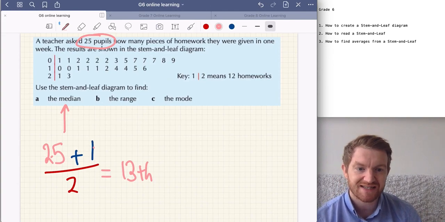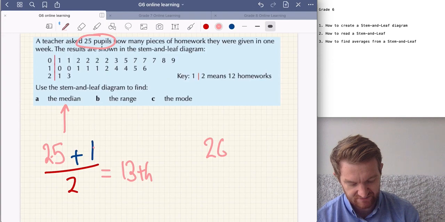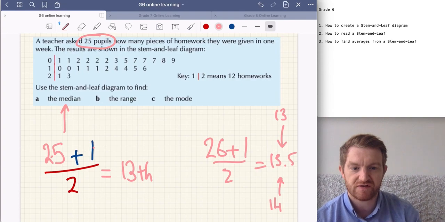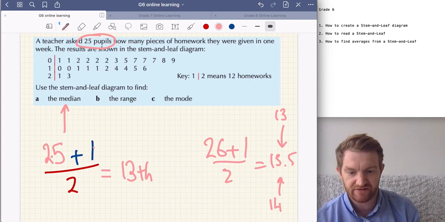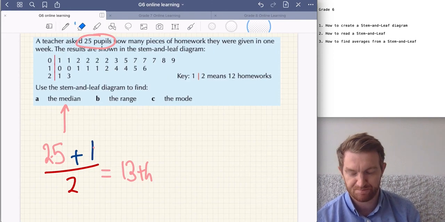Now, if it's an even number and it gives you a half, let's say we had 26 numbers and we added 1 and we divided by 2 and we got 13.5. Well, that tells you it's going to be between number 13 and number 14. And we've seen that before in the averages video where we can insert that imaginary number. And if you can't remember that, please do go back and watch that video again.